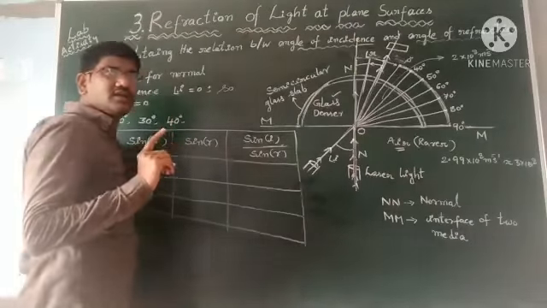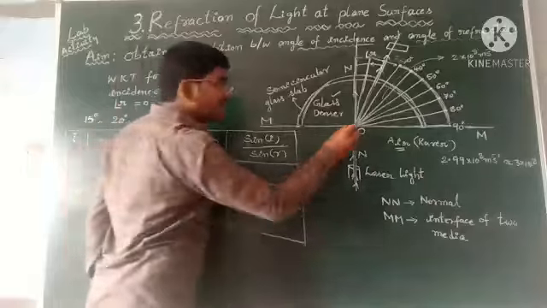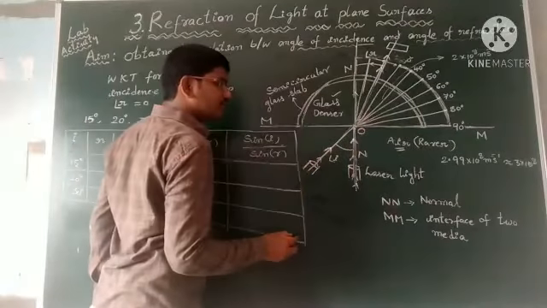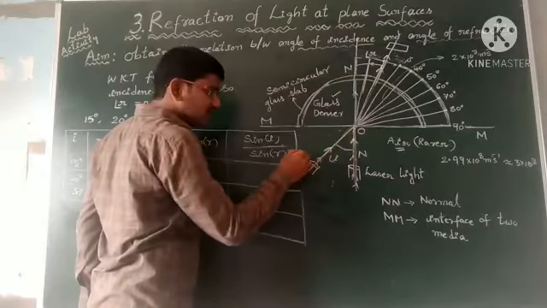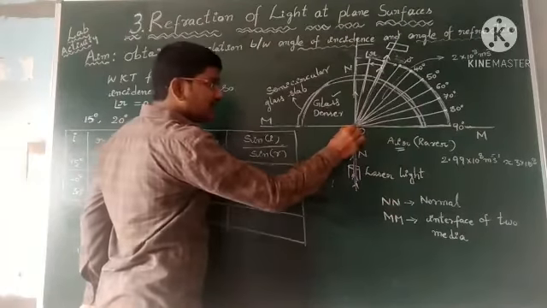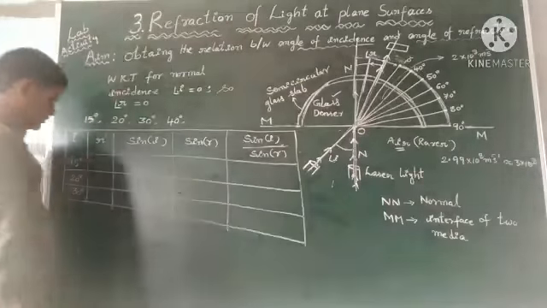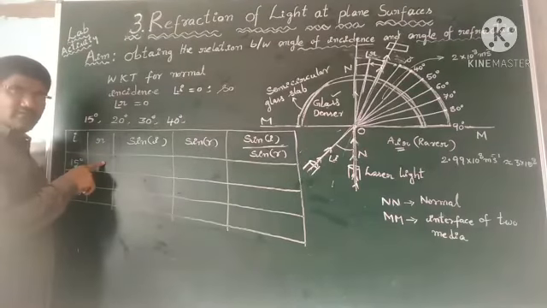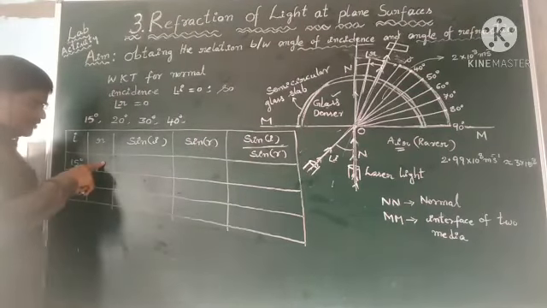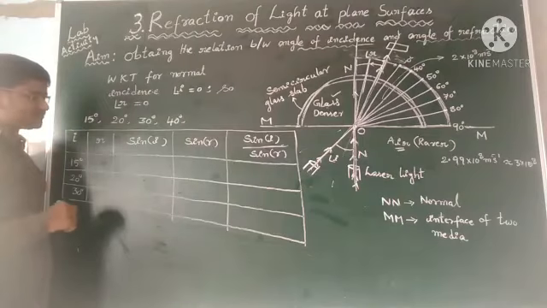The only point we should remember is that every time the light ray should be incident at O, for any angle, whether 10 degrees, 20 degrees, or 30 degrees. For any angle, the light ray should be incident at the point O. For every angle of incidence we will get one angle of refraction. Definitely you will get an angle of refraction less than the angle of incidence only.